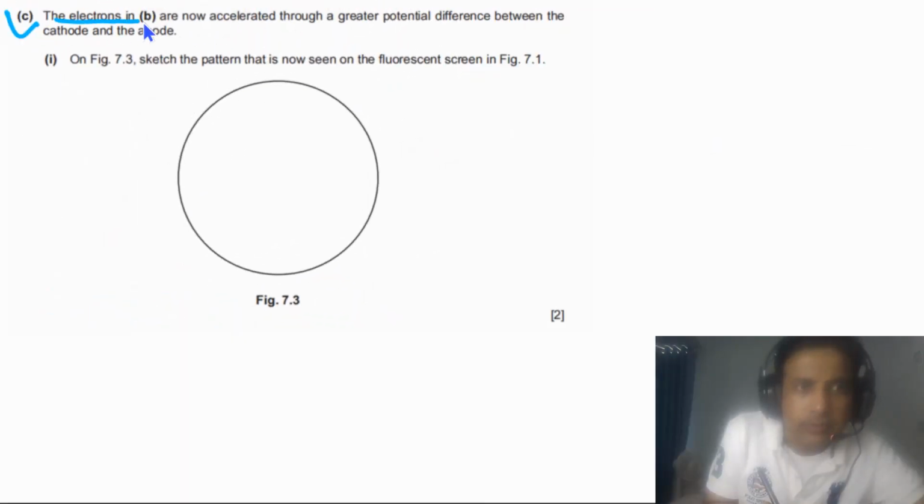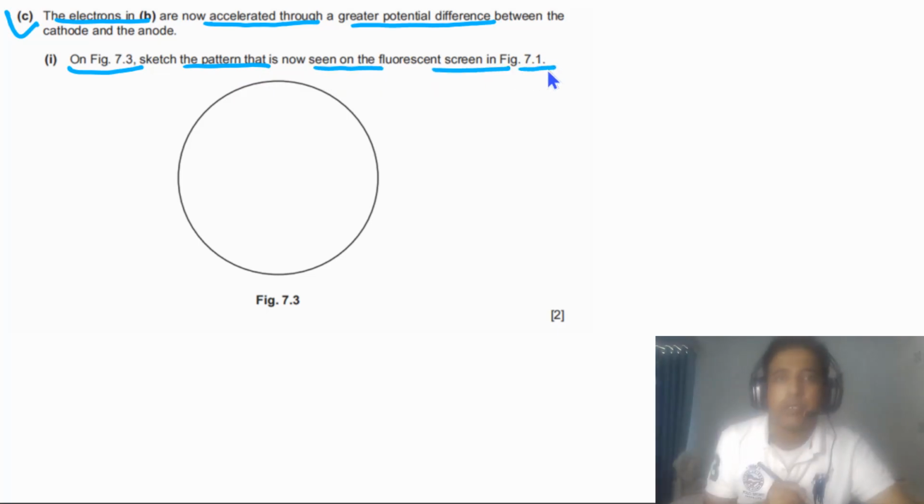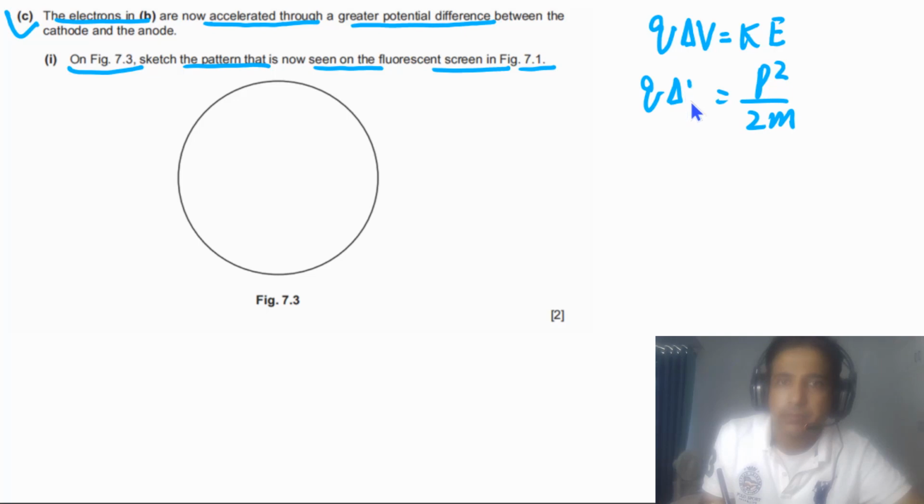Part C says the electrons in B are now accelerated through a greater potential difference between the cathode and anode. On figure 7.1, sketch the pattern that is now seen on the fluorescent screen. In this case the potential difference has been increased, so the kinetic energy of the electrons will increase. Kinetic energy can be written as p squared divided by 2m, and this is q times delta V. We can simply derive this one. It is a very simple derivation.